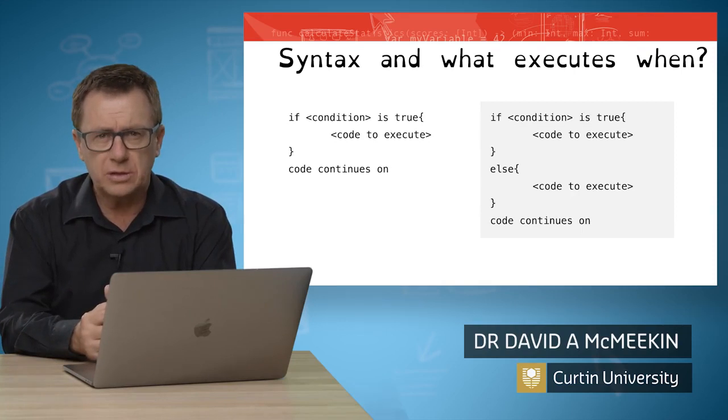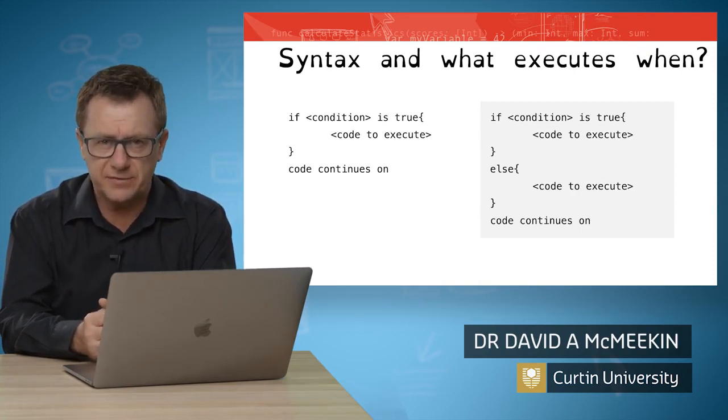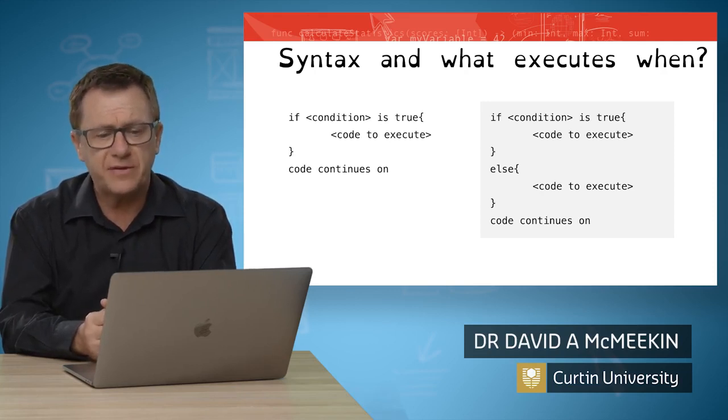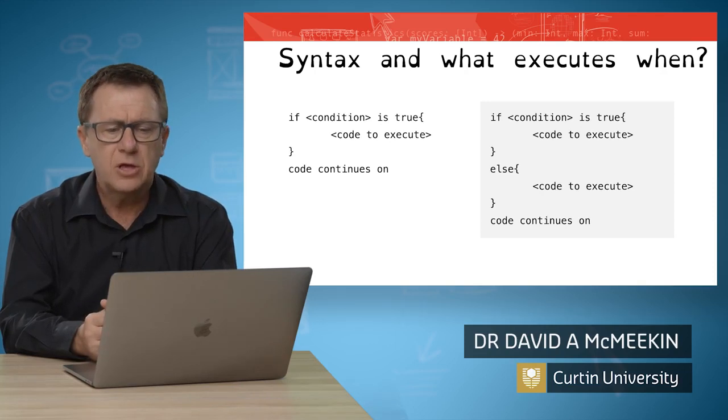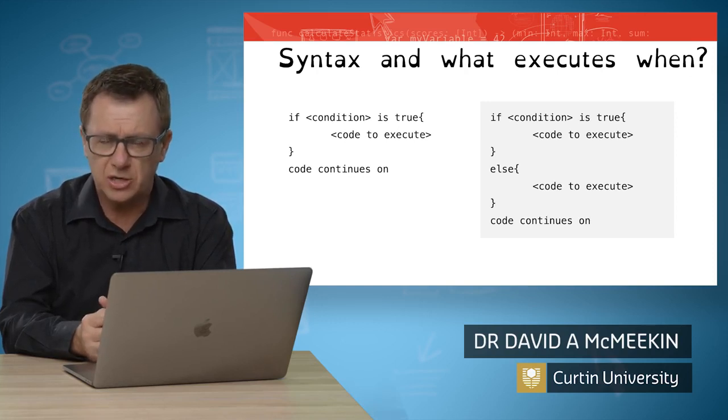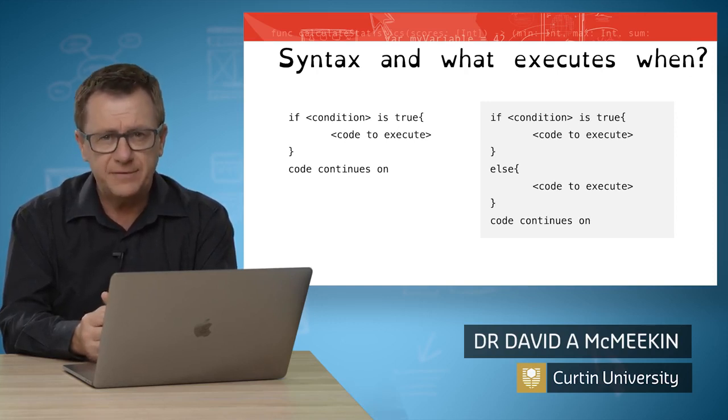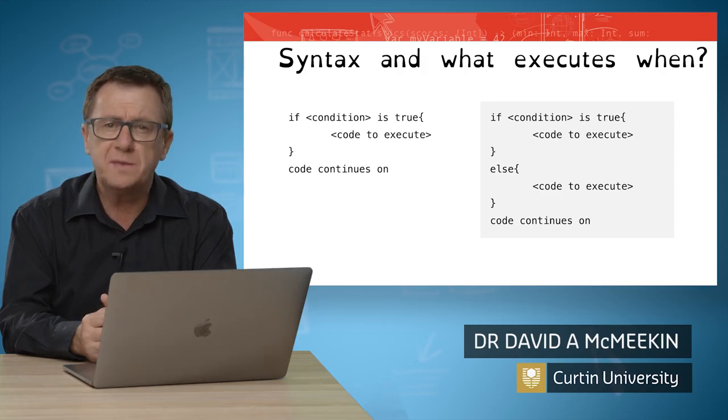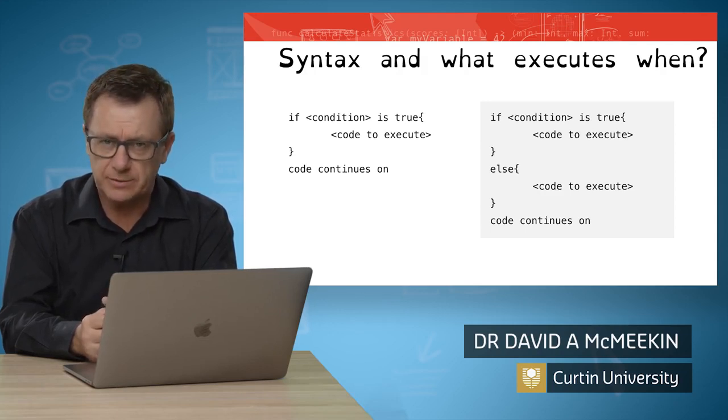Let's take a look at two ways we make decisions in Swift. We have if and we have if-else. The first way, the if statement stands alone. We check the condition of something. If it's true, the code within the curly brackets executes. Once that code has finished executing, our program continues on.